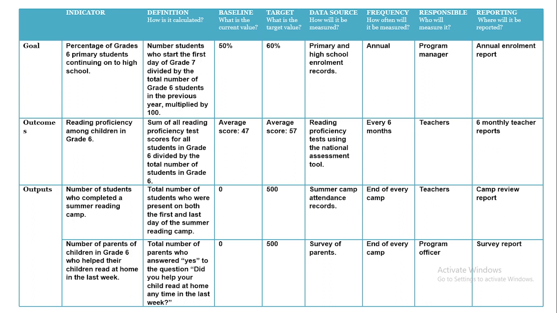Yeah, the data source is primary and high school enrollment records, and this will be done annually, the frequency of monitoring these enrollment records. Who will be responsible? They've indicated the program manager, and reporting will be in the annual enrollment report. Then the outcome: reading proficiency among children in grade 6. The definition of this outcome indicator is the sum of all reading proficiency test scores for all students in grade 6 divided by the total number of students in grade 6.